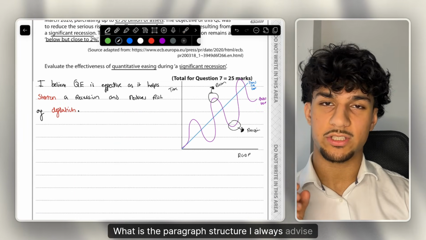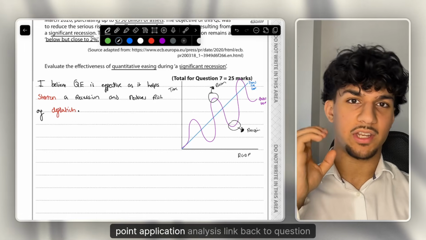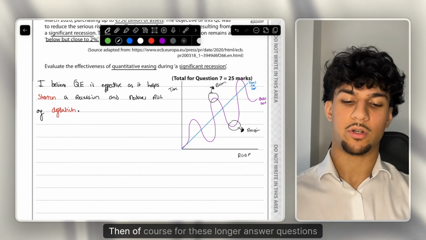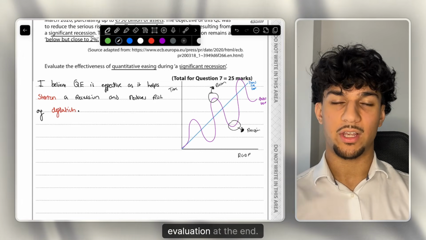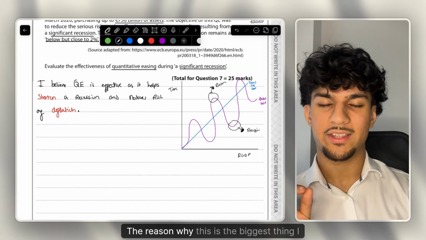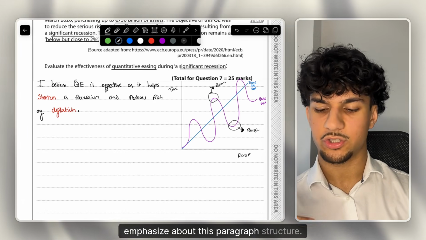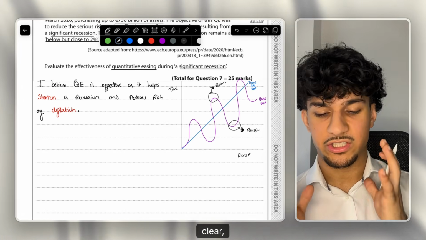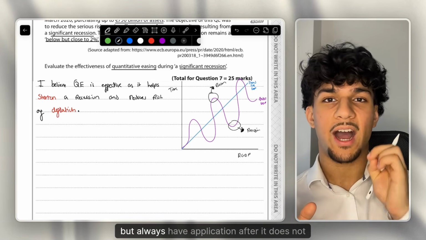What is the paragraph structure? I always advise students: point, application, analysis, link back to question. Then of course, for these longer answer questions, evaluation at the end. The biggest thing I emphasize about this paragraph structure is that the point should be short, clear, straightforward, but then always have application after.